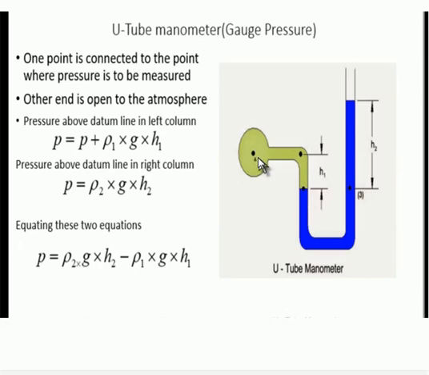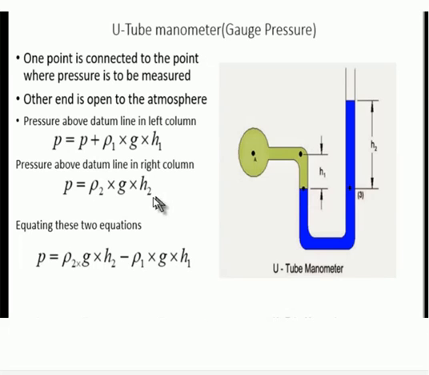One side pressure we have to take here, and the other column pressure we have to take. Equating these two, we get the pressure at point A, which we have to find using these equations: rho 2 g h2 and rho 1 g h1.